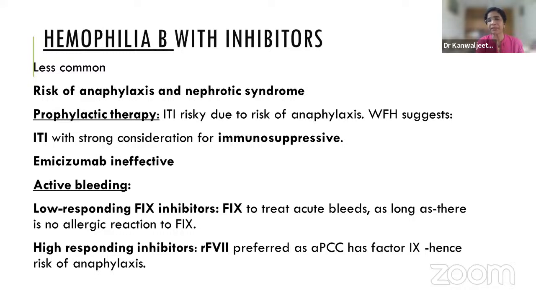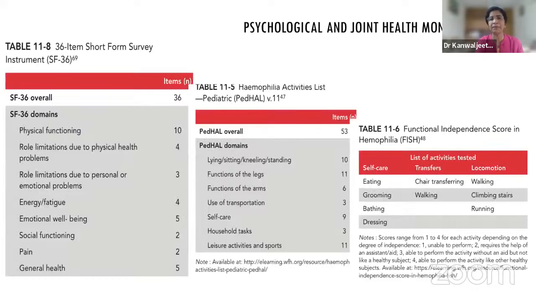Again, the risk of anaphylaxis is there, but we should be watchful for allergic reactions. For high responding inhibitors, recombinant factor 7, that is factor 7A, would be more useful than APCC because APCC has factor 9 in small doses in it. So again, the risk of anaphylaxis would be higher with APCC. So, limited options for hemophilia B with inhibitors. It is fortunate that we have a lower incidence of inhibitors in hemophilia B.